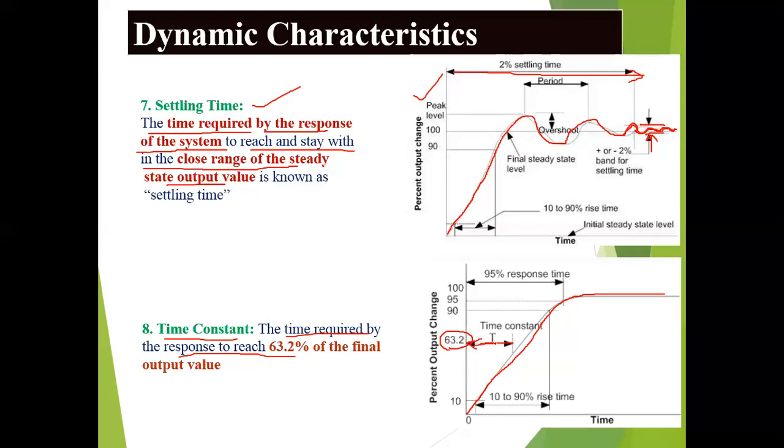So the time taken for the waveform to reach 63.2% of the output value, this much time it is taking. So this is called time constant.